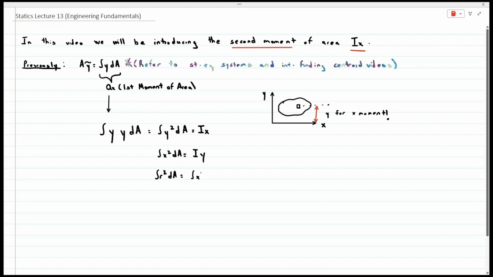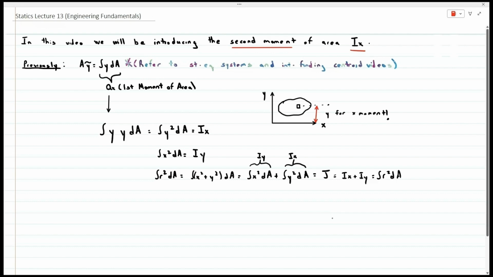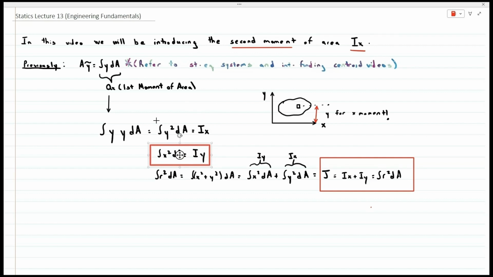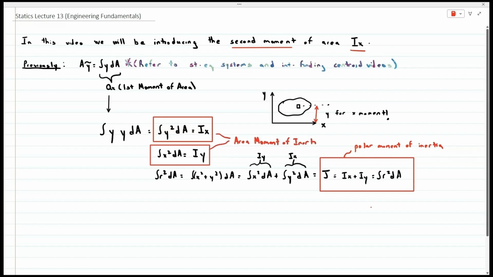There is one more moment of inertia called the polar moment of inertia, J. It uses radial distances. And if we break down the definition, we can see that it's the sum of Ix and Iy. Again, the J term is called the polar moment of inertia, while Ix and Iy are called the area moment of inertia, or the second moment of area.